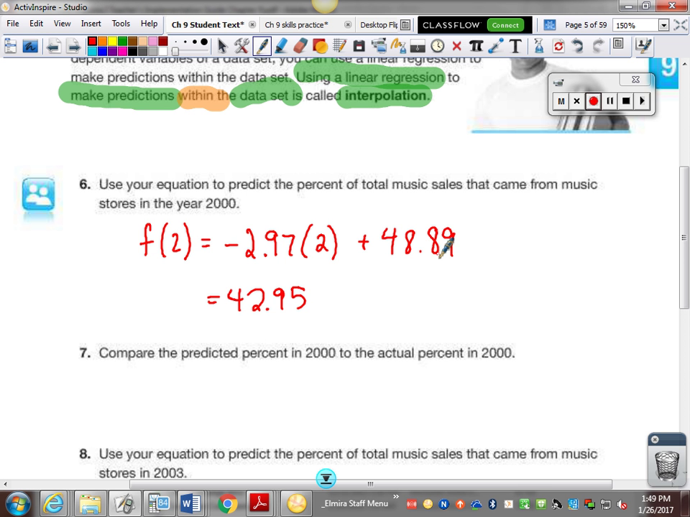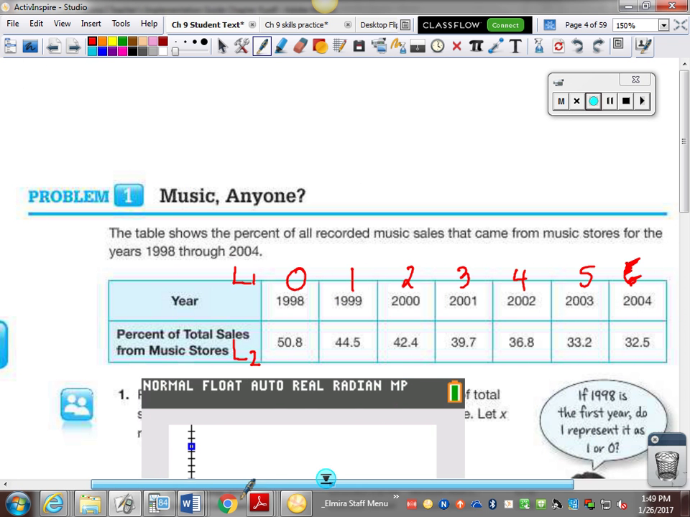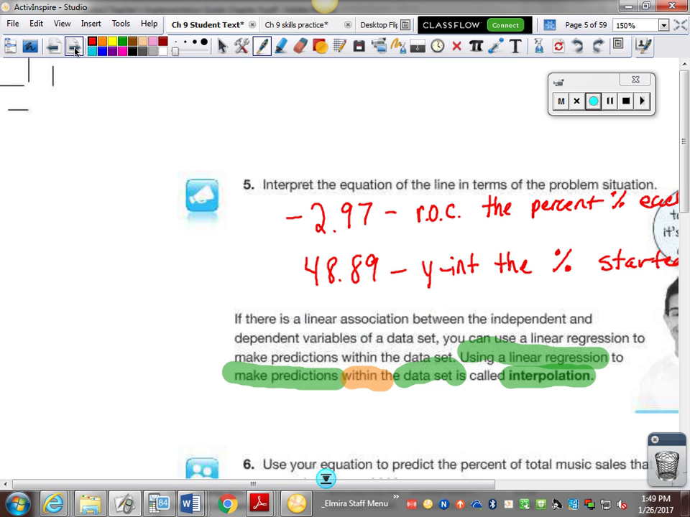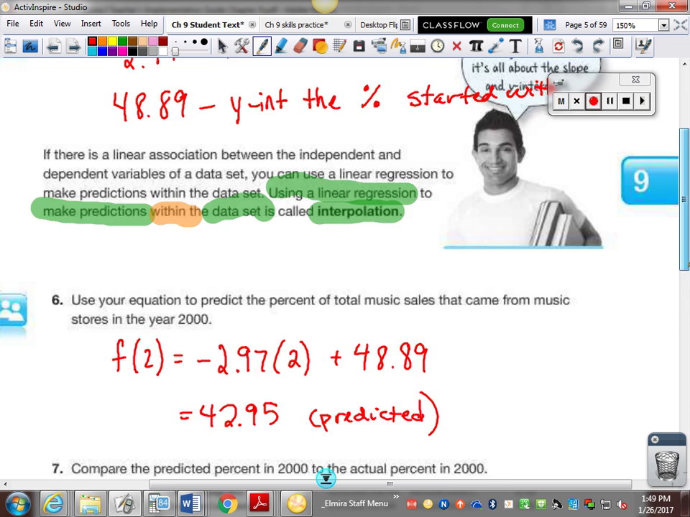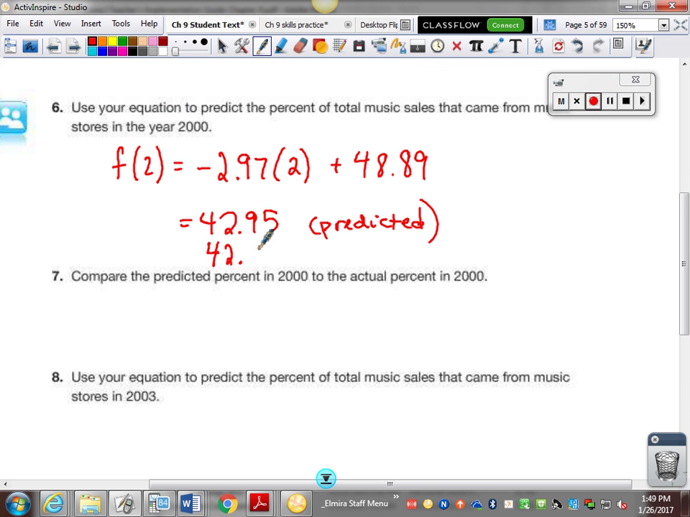Okay? Now compare the predicted percent. This is predicted. That's what equations do, is help us predict, to the actual percent in 2000. Well, the actual 2000 percent was 42.4. Okay, so this is the actual. So if we're going to compare them, I could say that they're not equal, but the two values are very close.